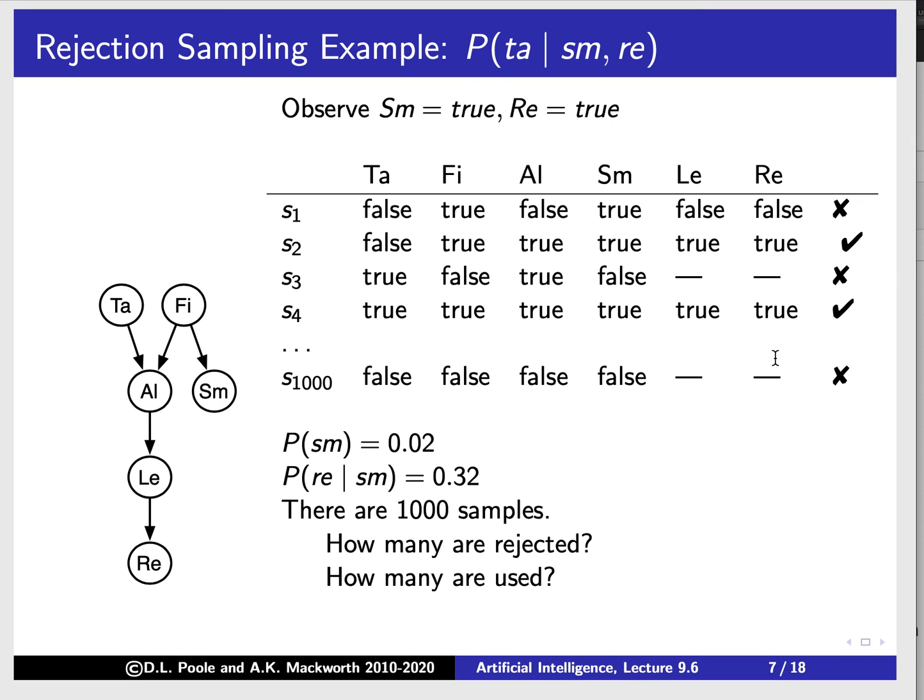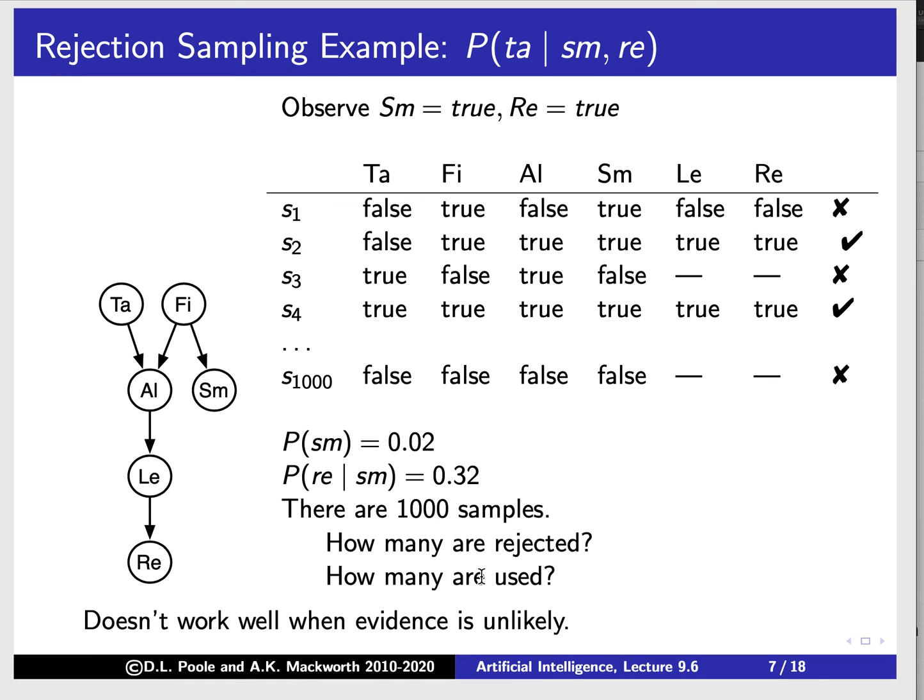If we consider the probability of smoke is 0.02 and the probability of report given it is 0.03, and there are 1,000 samples, how many samples are rejected? So think about how many samples are rejected and how many examples are used. We'll talk about this in class. It turns out this doesn't work very well when evidence is unlikely, and by thinking about how many samples are rejected and used, you can work out what's going on here, because you can actually apply Hoeffding's inequality to the number of samples that are actually used. Okay, let's stop there for now. Thank you.